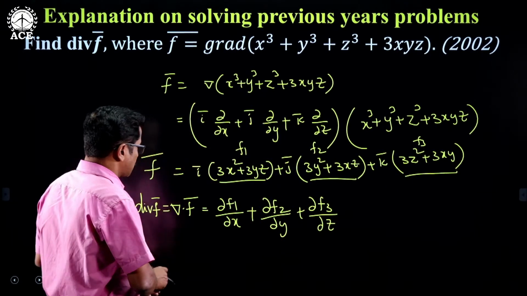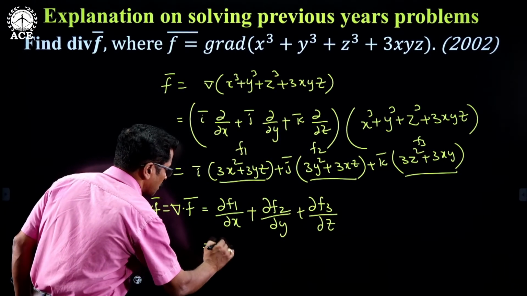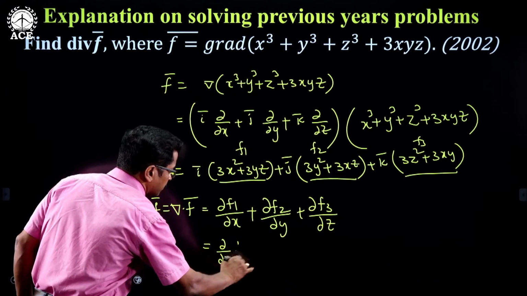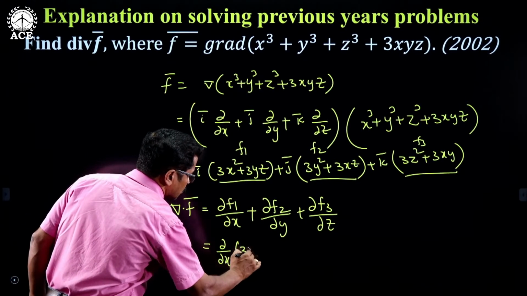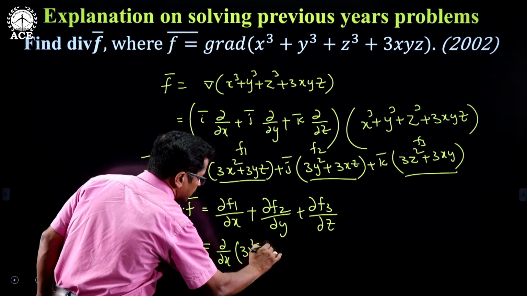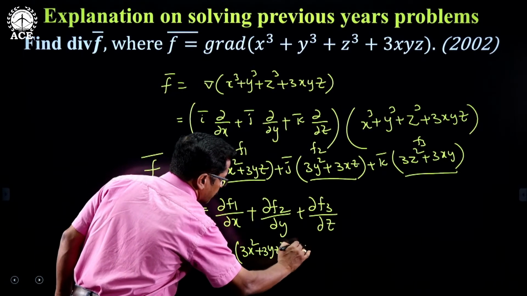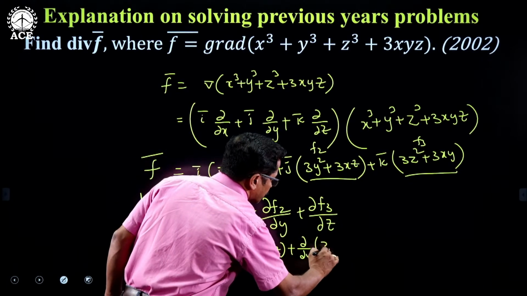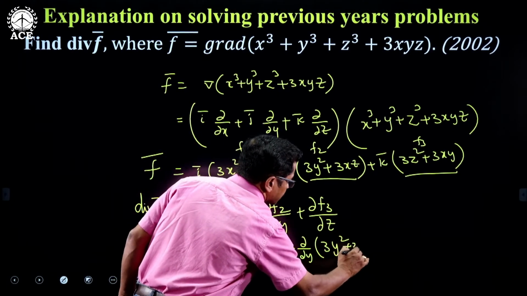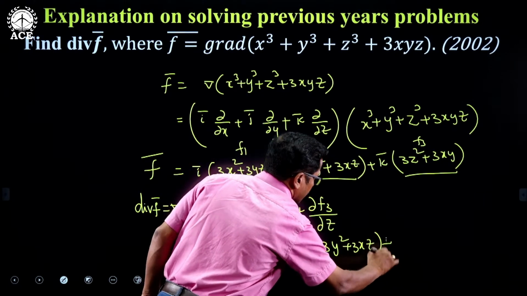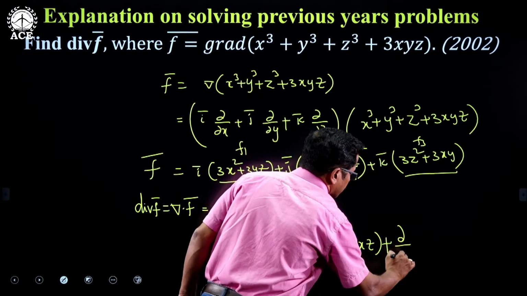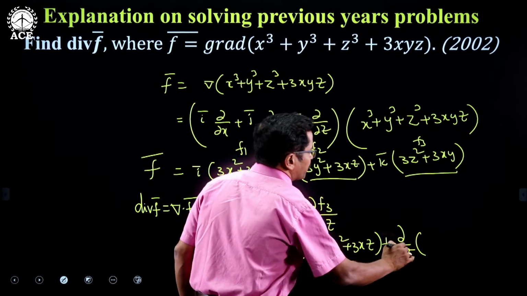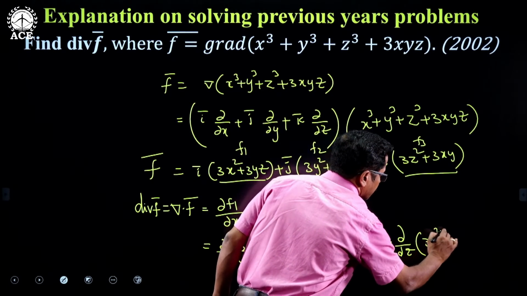Now whose differentiation do you have to write? ∂/∂x of F1. F1 is what? 3x square minus 3yz, plus ∂/∂y of F2. F2 means 3y square minus 3xz, plus ∂/∂z of 3z square minus 3xy.